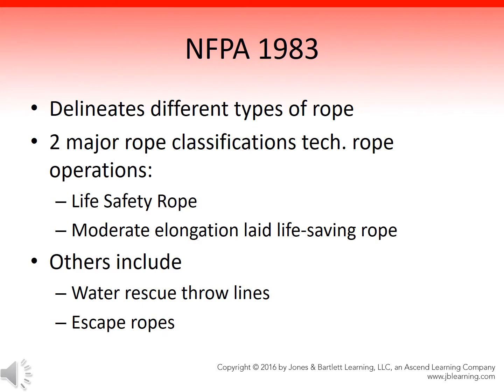NFPA 1983 delineates different types of rope. There's two major rope classifications for technical rope operations. You have life safety rope and moderate elongation laid life-saving rope. Others include water rescue throw lines and escape ropes.